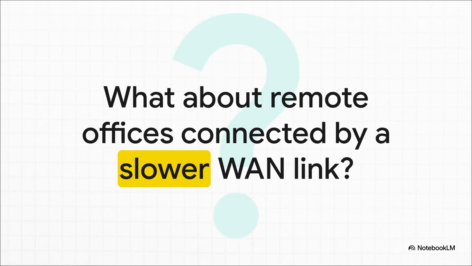It's one thing if all your access points are sitting right here in the main headquarters building, all connected by a super fast local network. But what about that small branch office you have across the country? The one that's connected by a much slower and probably way more expensive WAN link.